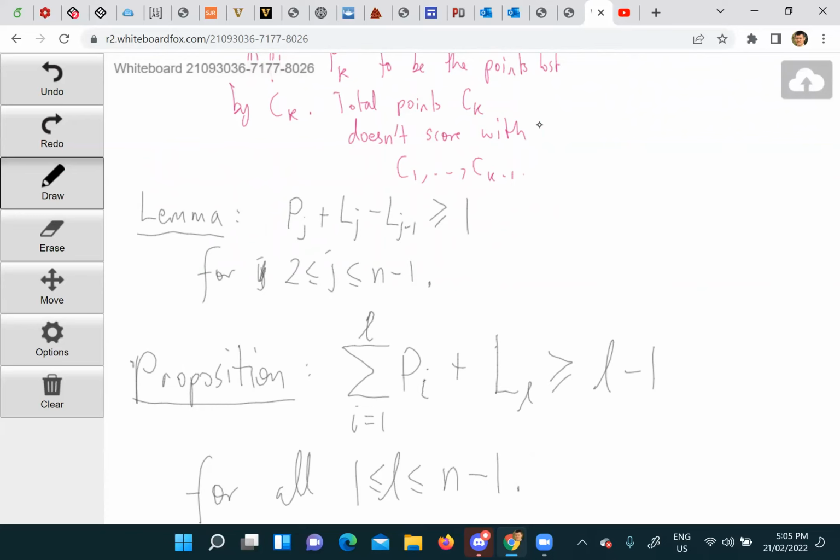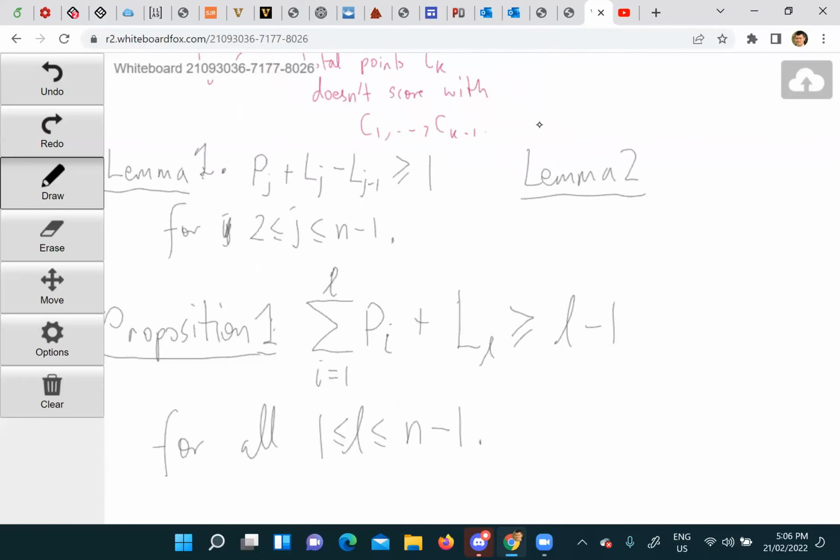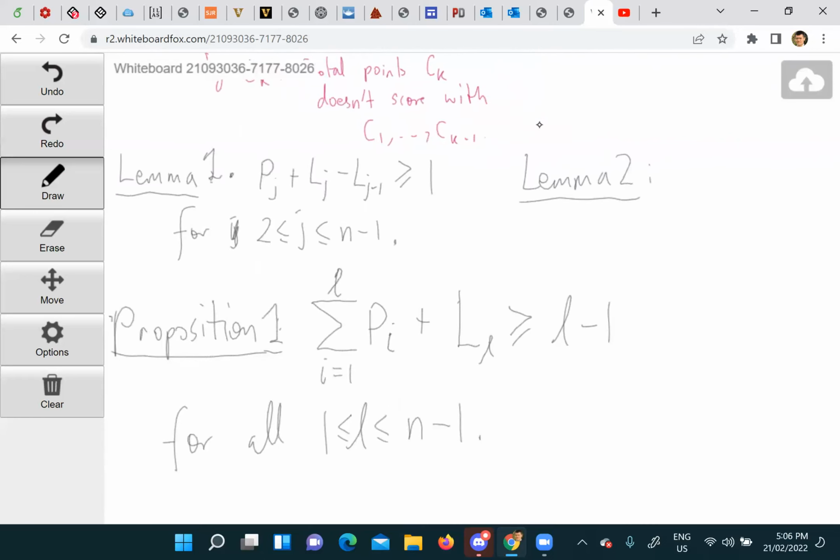P-I, right? Alright, lemma 1. Proposition 1. Lemma 1, lemma 2, proposition 2, lemma 2. So L's the level, right? Yeah, that was the level.